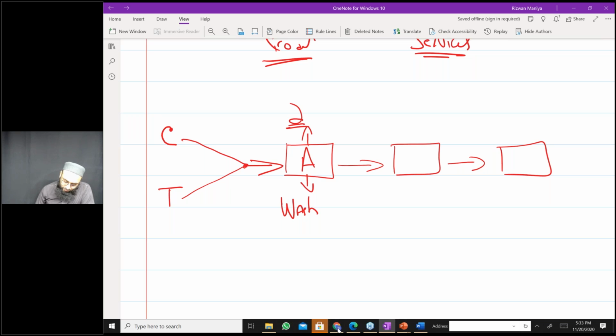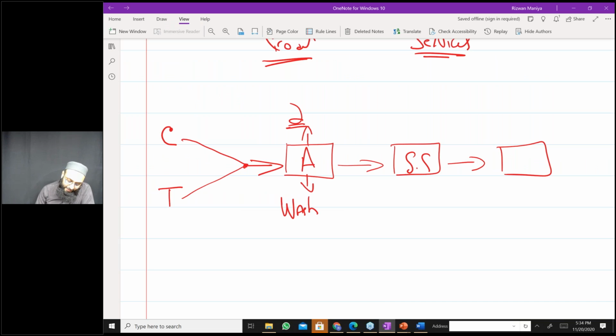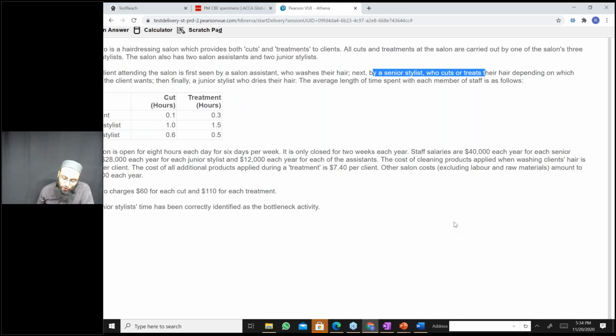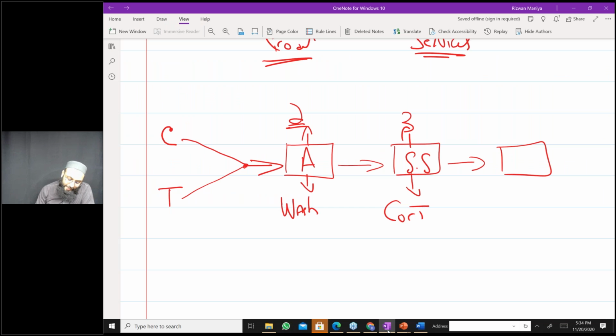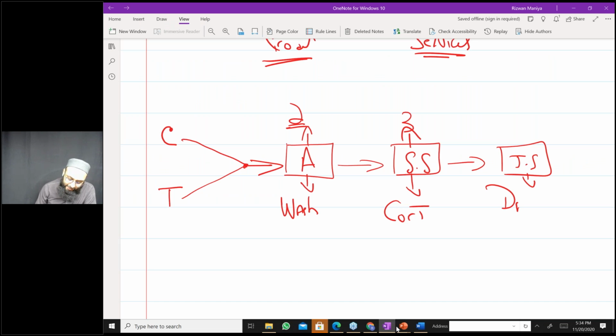Then, next by a senior stylist who cuts or treats, depending on the service. And how many senior stylists do we have here, friends? It's mentioned in the question that we have 3 senior stylists. Then after that, what happens? Do they go home? No. After this, they go to a junior stylist who dries their hair, and there are 2 junior stylists available. And after this, the service completes. Service is finished.